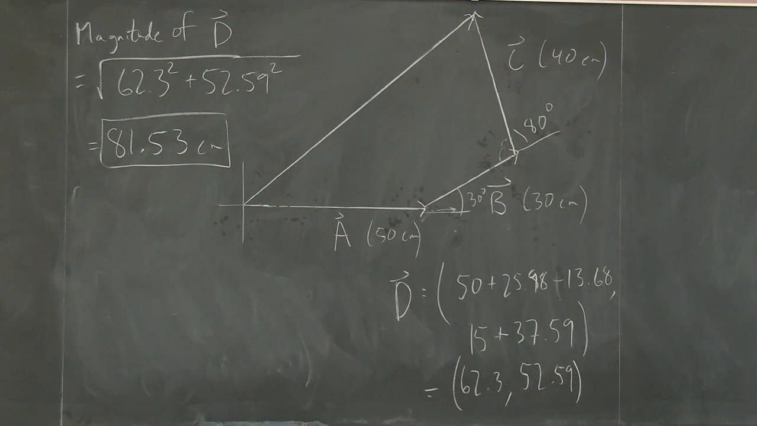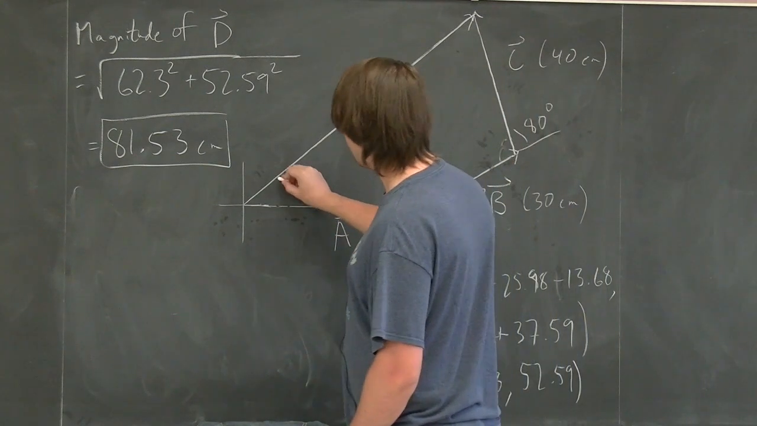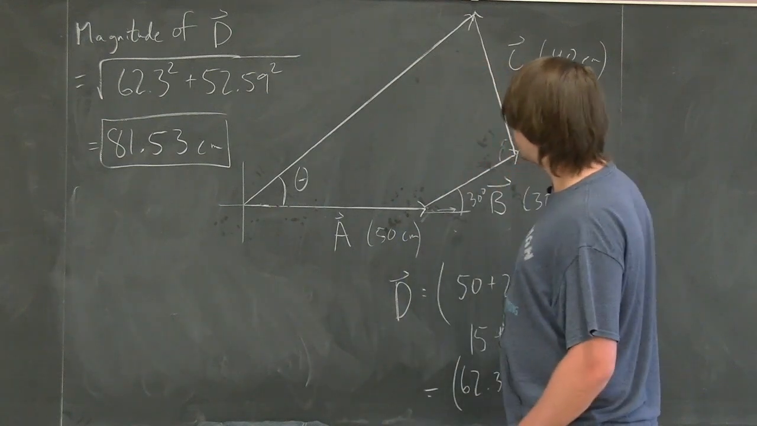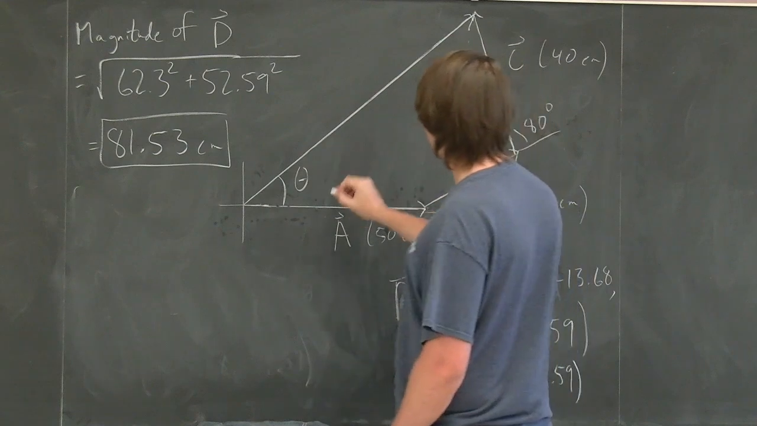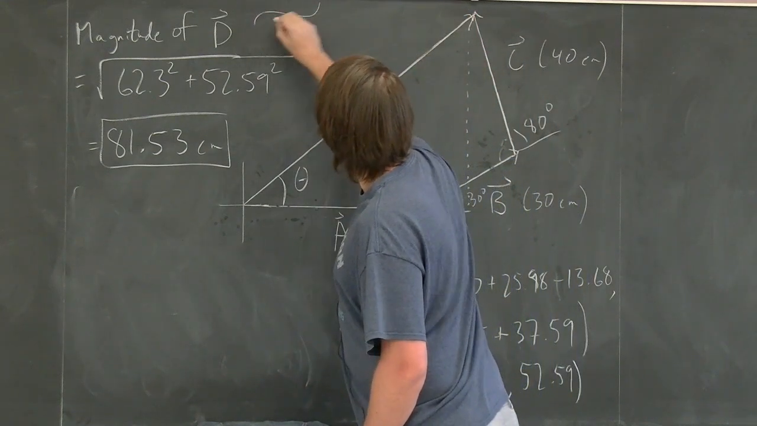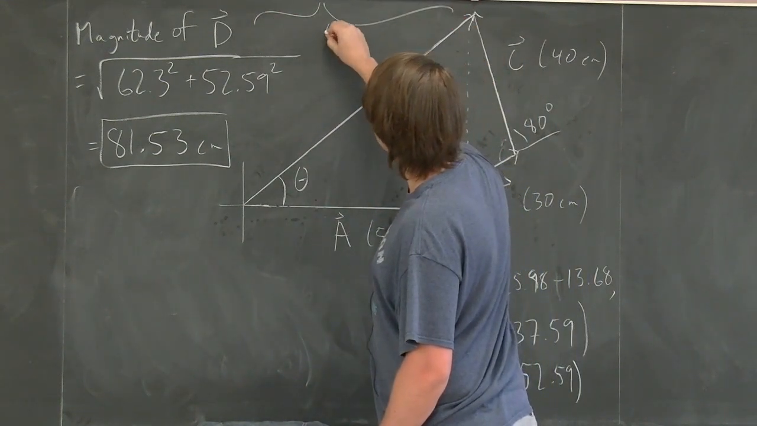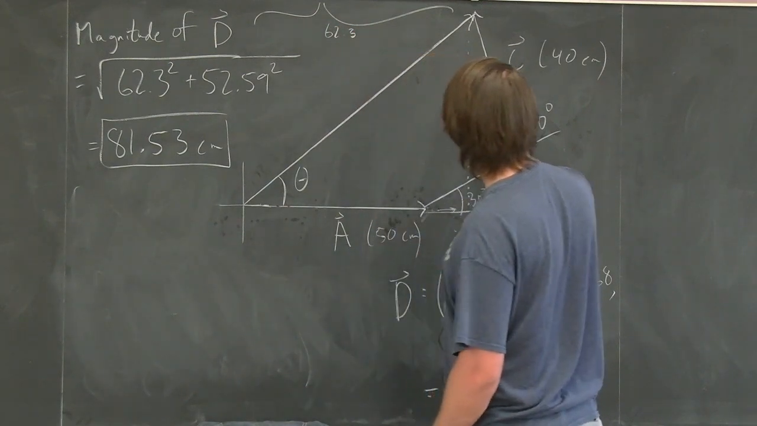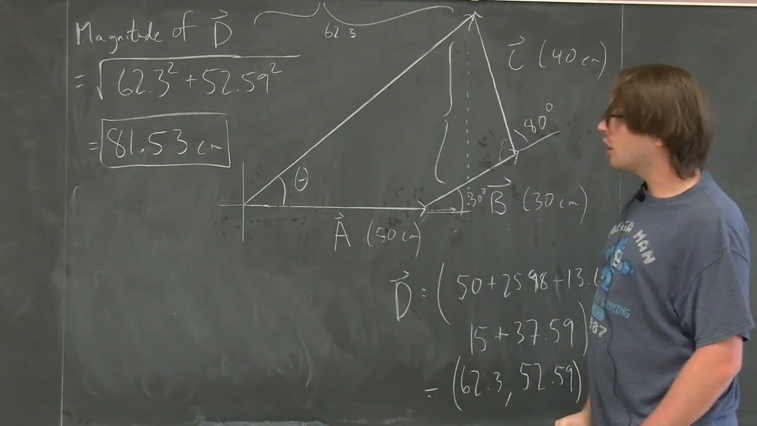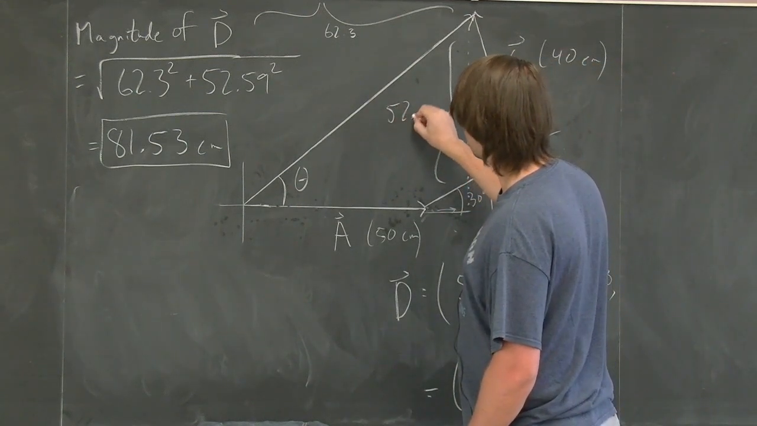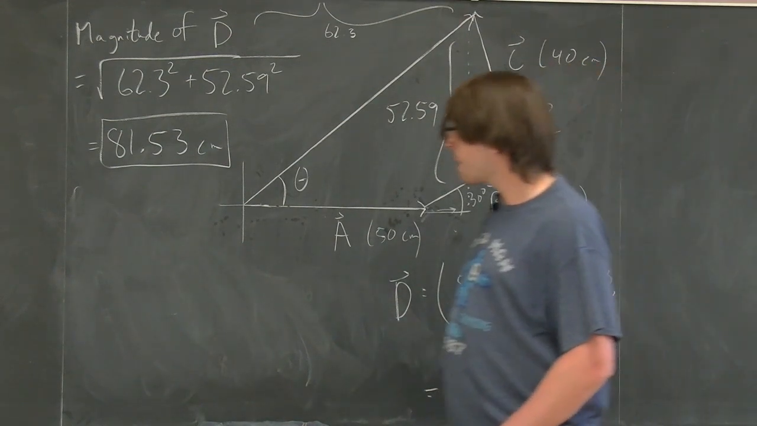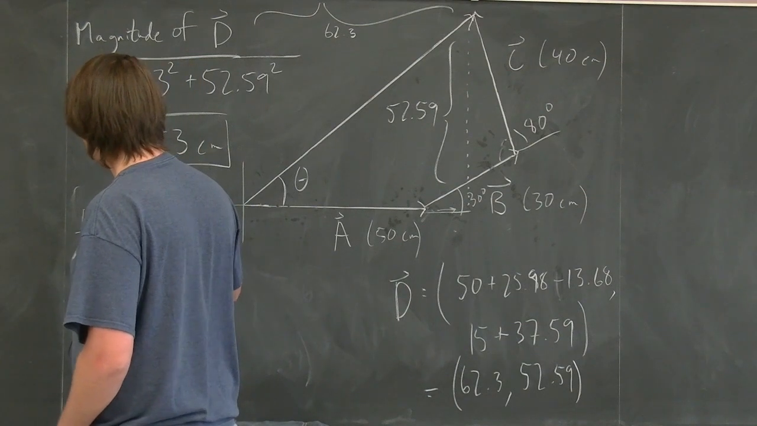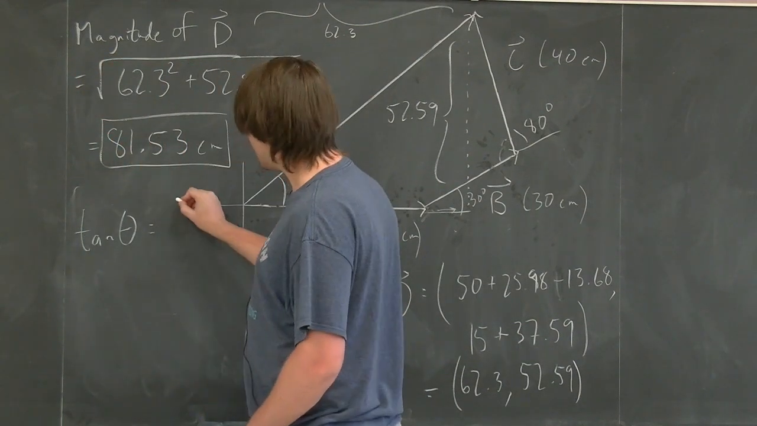And now we want to get the angle. So what do we know about the angle? We have an x component here of 62.3 and a y component of 52.59. So what can you do for that? Well, you use trigonometry again. So remember that the tangent of theta equals opposite over adjacent.